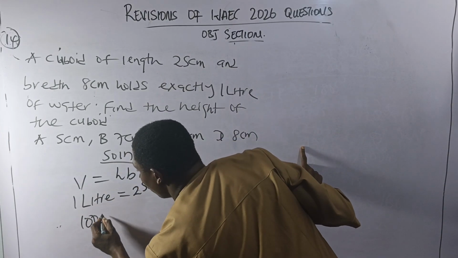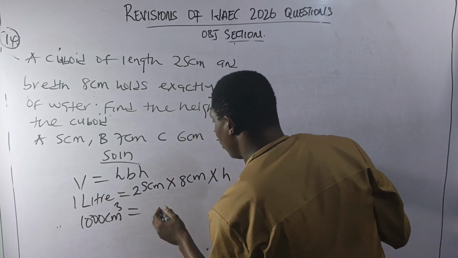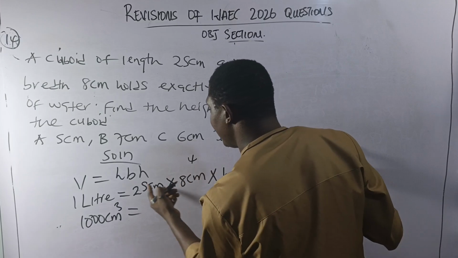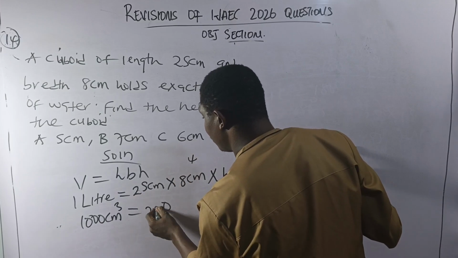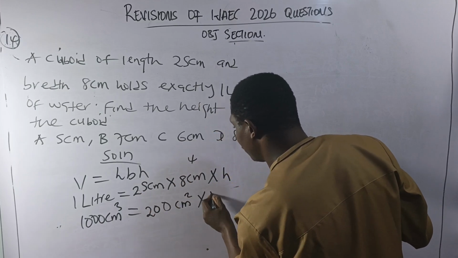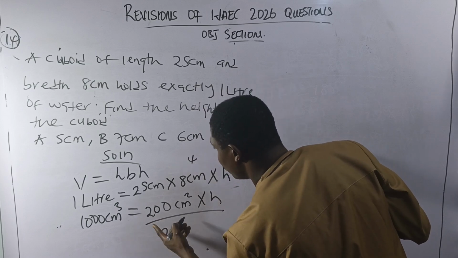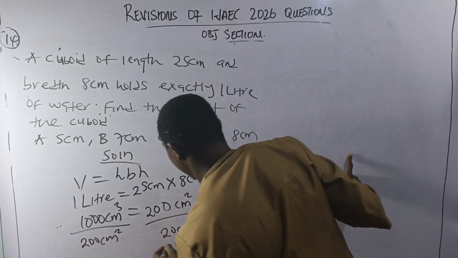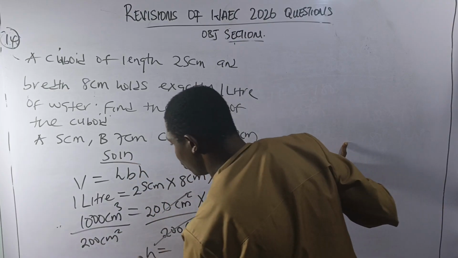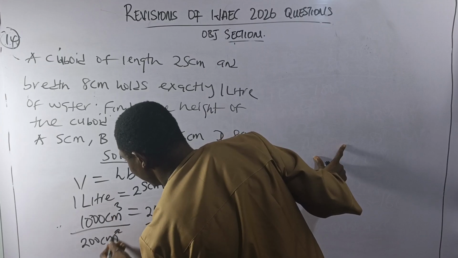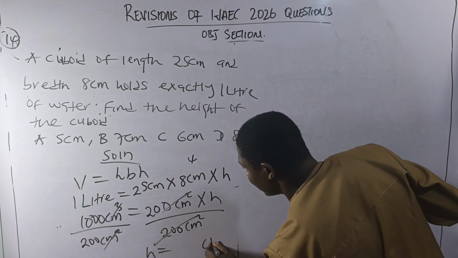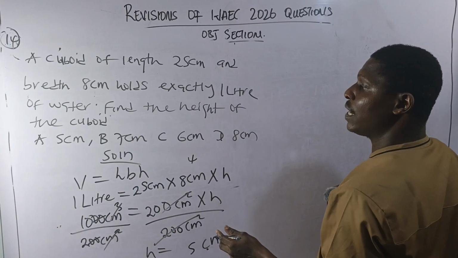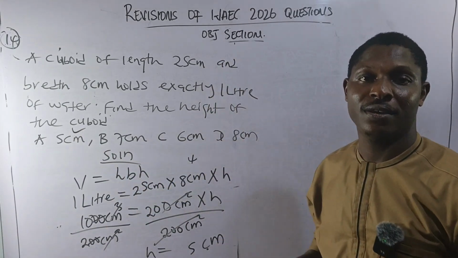So we have 1000 cm cubed equals 25 times 8. 8 times 5 is 40, 0 carry 4. 8 times 2 is 16, plus 4 is 20. So we have 200 cm squared times H. I'll divide through by 200 cm squared. So this cancels this, and H equals cm cubed divided by cm squared, which gives cm. The 2, 0 cancels the 2, 0. 10 divided by 2 is 5. So my answer is 5 cm, which corresponds to A.